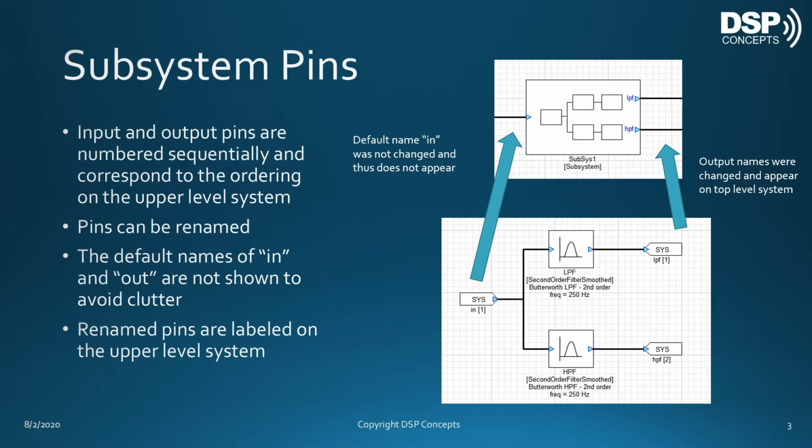You can rename pins, and by default, the names are in and out. In order not to clutter up the system on the top, if it's called in or out, we don't show the name, but if you change it, in the example here, there's a crossover, and so we name the output pins LPF and HPF, and those pin labels would be drawn on the top level system. Let's go ahead and look at a subsystem in AudioWeaver.